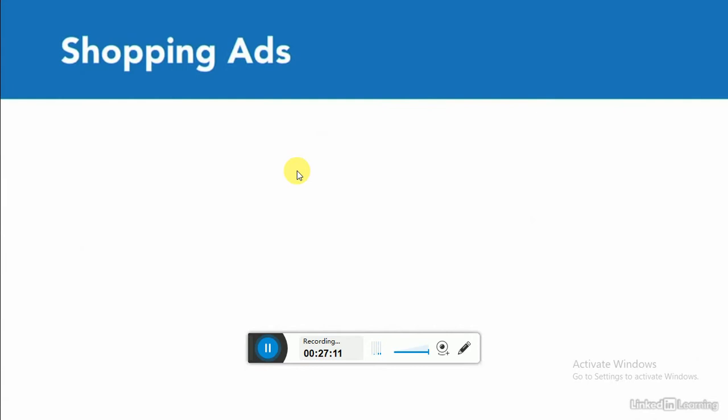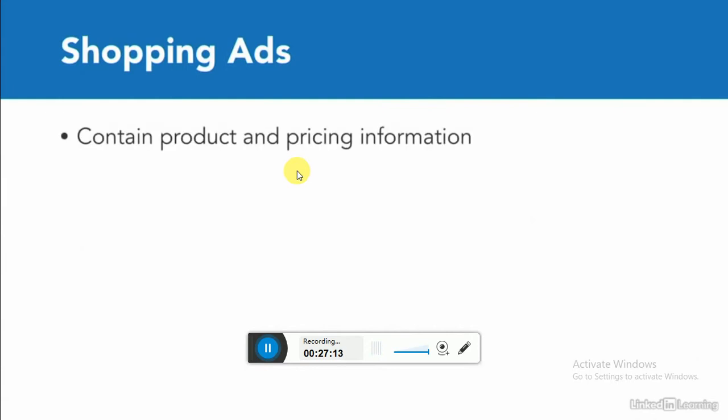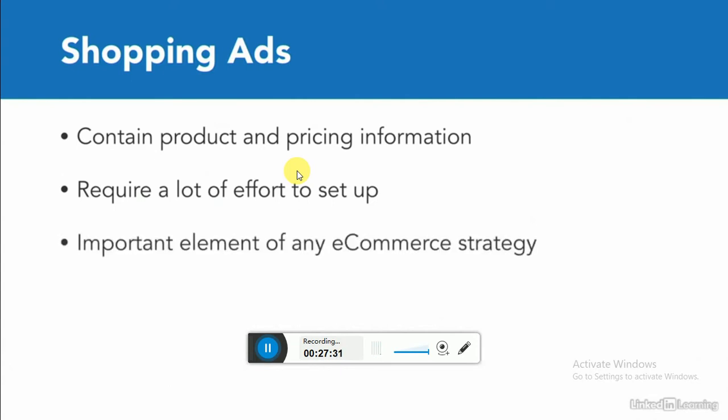Shopping ads contain product and pricing information. You see these whenever you're searching for a product, such as running shoes. These require a lot of effort to set up. You need to use Google Merchant Center, create a product feed, and sync your data with Google AdWords. If you're running an e-commerce store, you'll want to research these further.